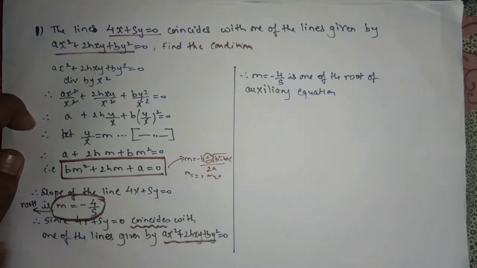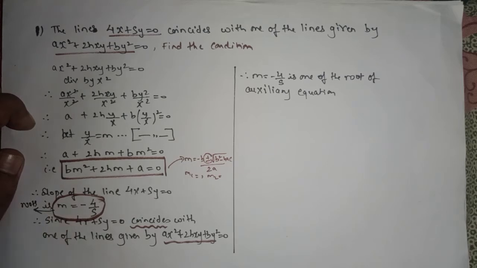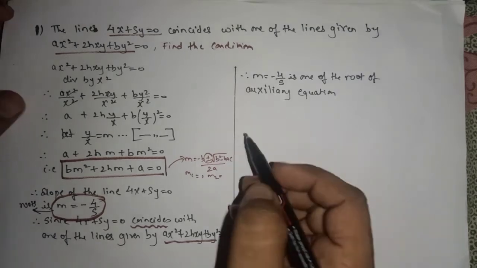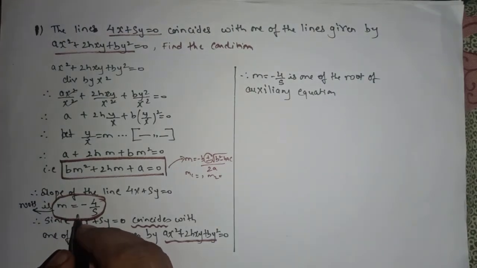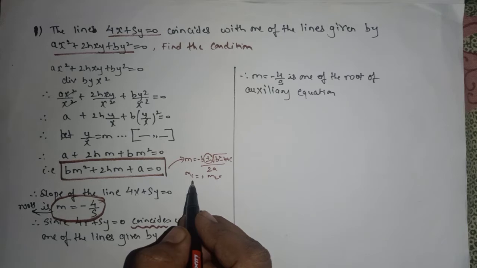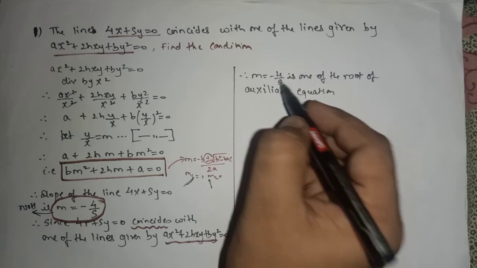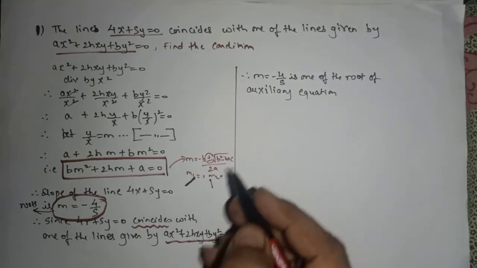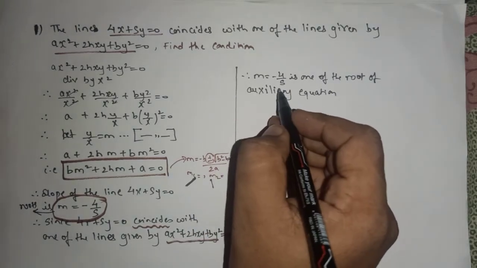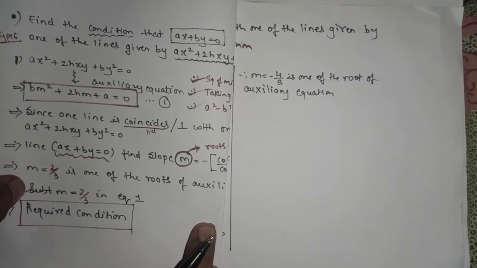So that's why I said, m in the auxiliary equation stands for roots. It is also known as slope, but in the auxiliary equation it is a root. So here we can write that this answer we can consider as one of the roots, as there are two equations of lines. So consider that we got the slope of one of the lines, that is minus 4 upon 5, as one of the roots.